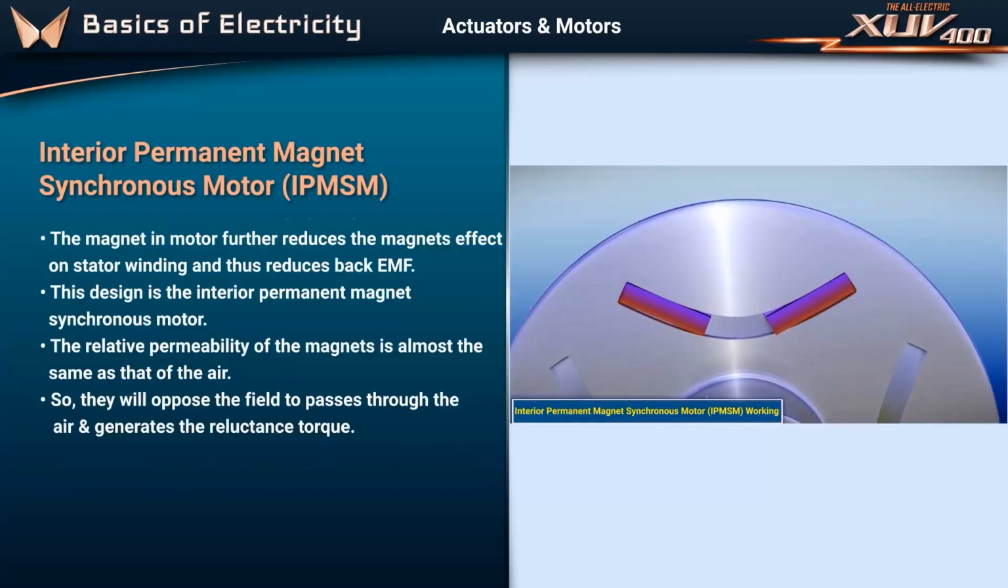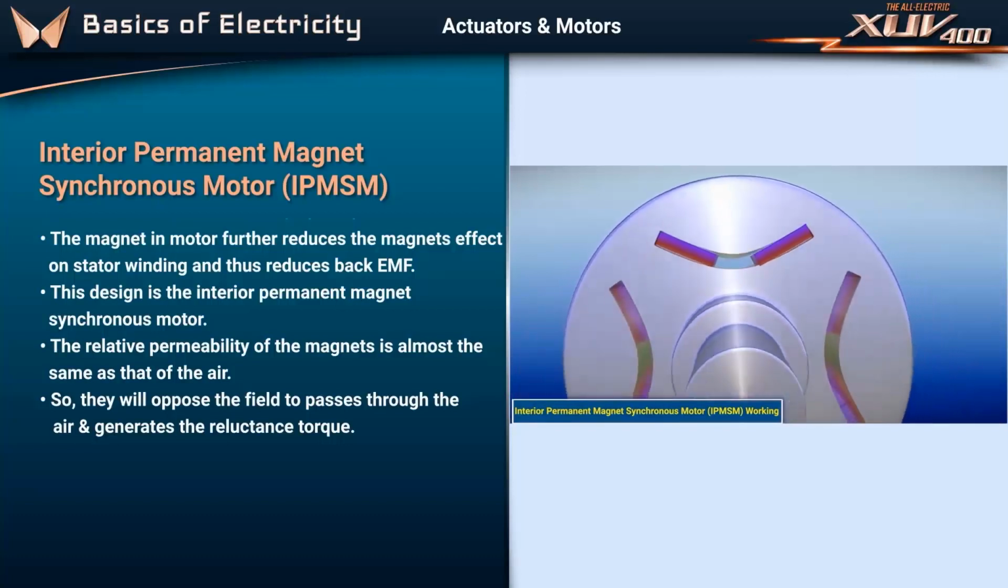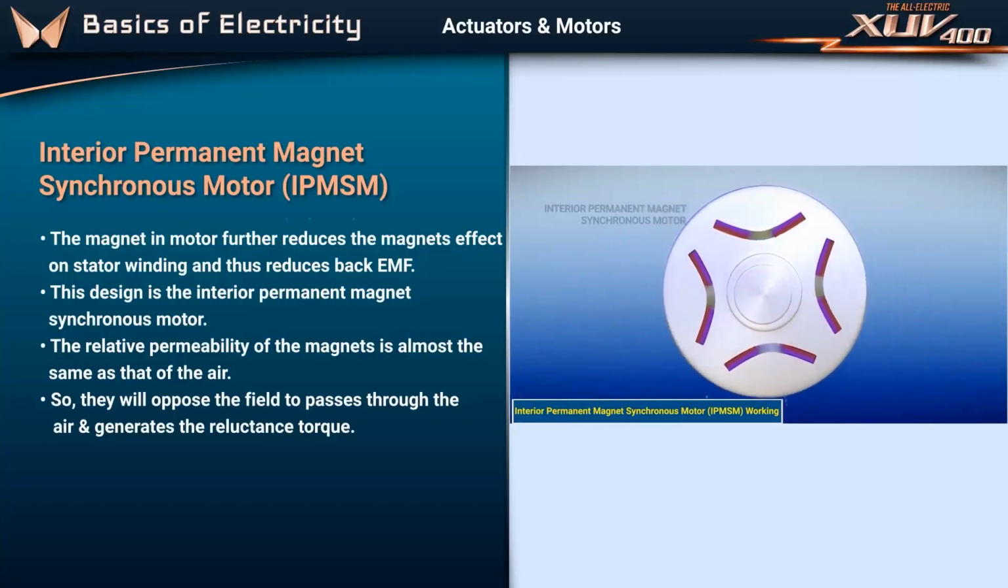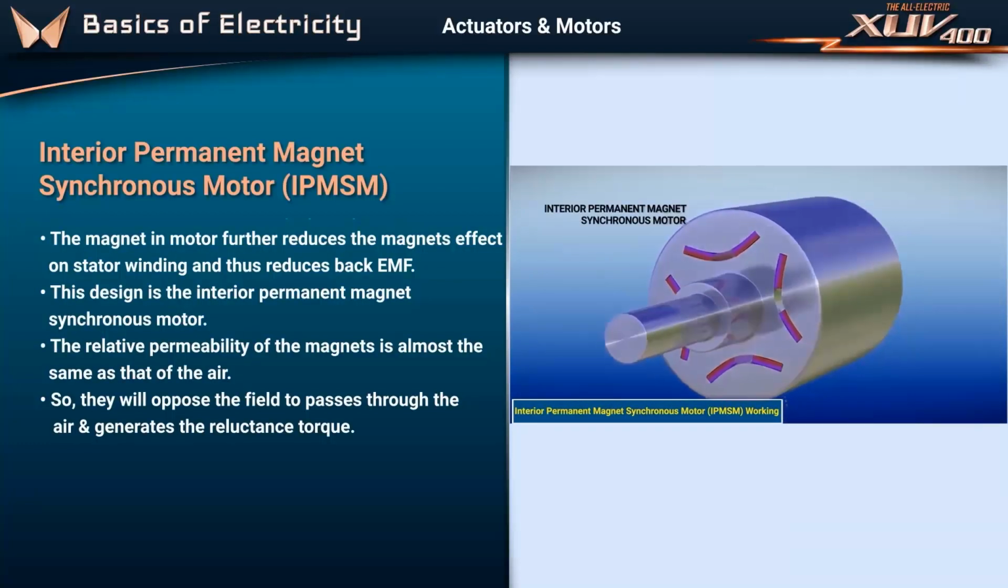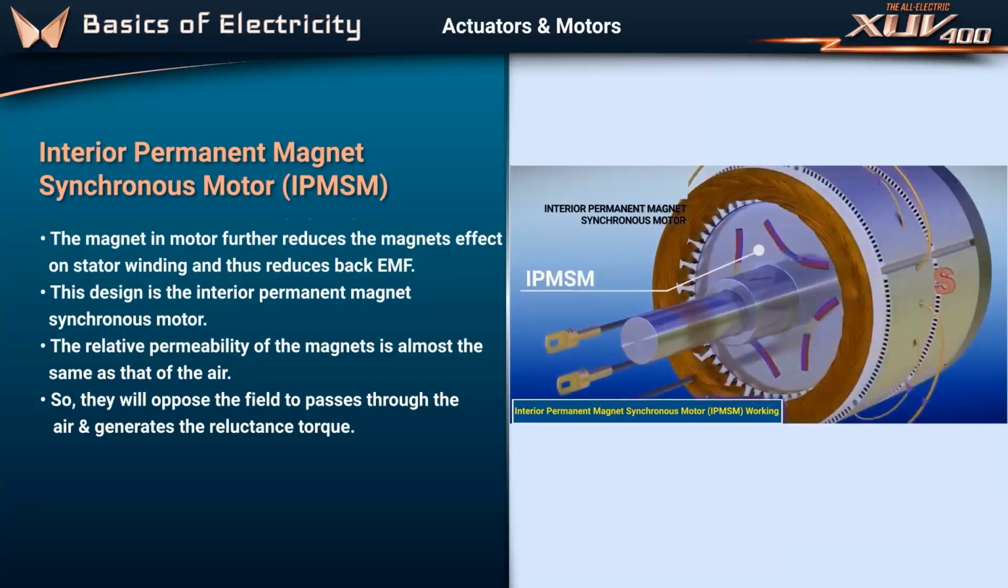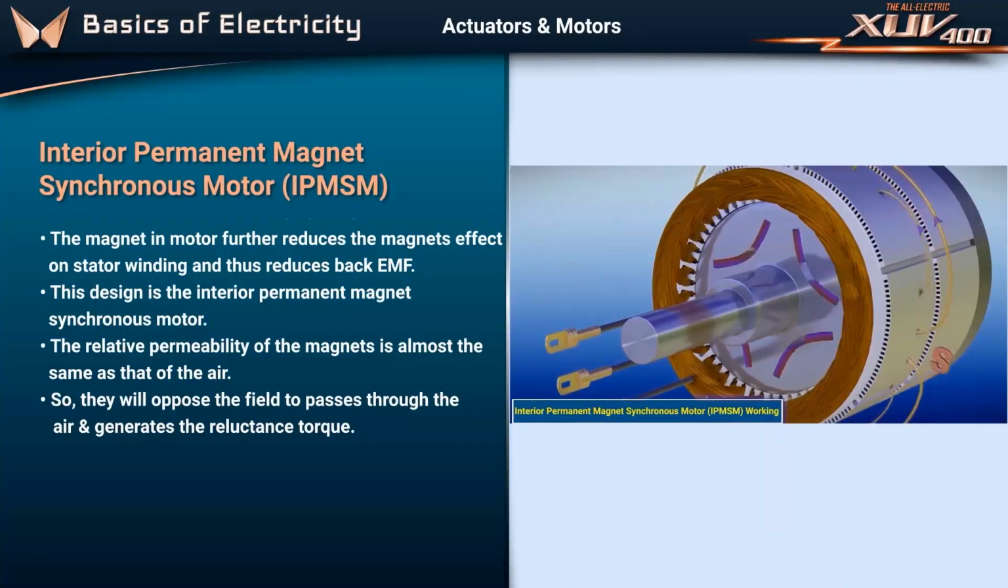The magnet in the motor further reduces the magnet's effect on the stator winding and thus reduces back EMF. This design is the interior permanent magnet synchronous motor. The relative permeability of the magnets is almost the same as that of air, so they will oppose the field passing through the air and generate the reluctance torque.